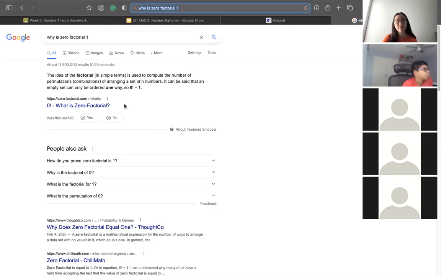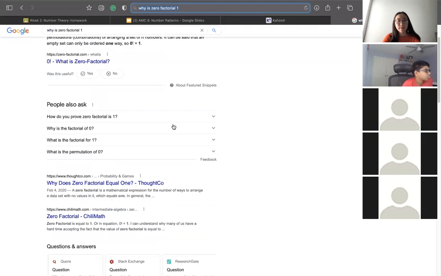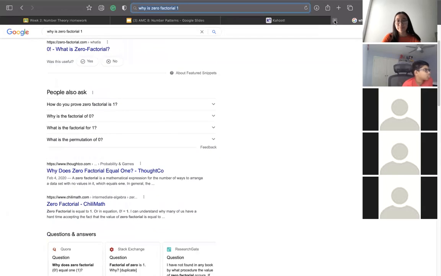Okay, so the idea of the factorial is to compute the number of ways of arranging a set of n things. Say you have 3 things, the number of orders you can arrange them in would be 3 times 2 times 1. And if there's nothing in your set, you can arrange that one way, just nothing in the set. It is kind of a theoretical thing.